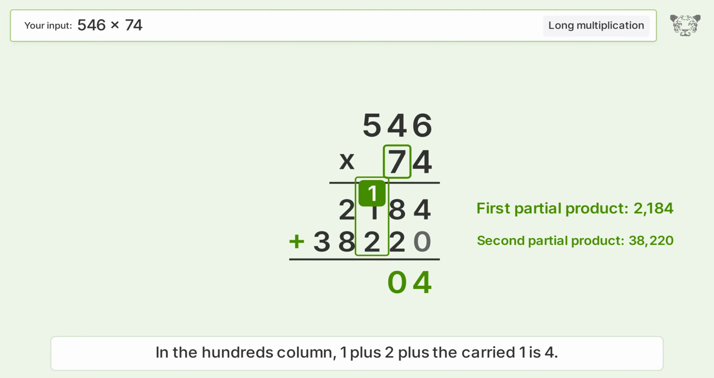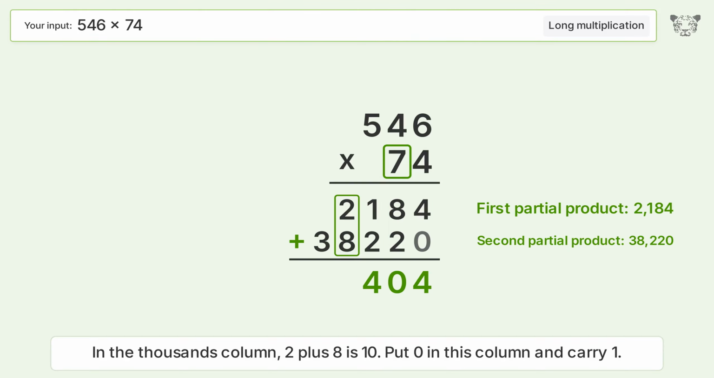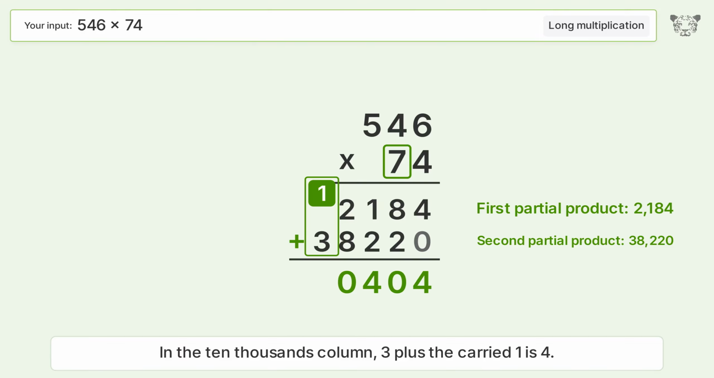In the hundreds column, 1 plus 2 plus the carried 1 is 4. In the thousands column, 2 plus 8 is 10. Put 0 in this column and carry 1. In the 10,000s column, 3 plus the carried 1 is 4.